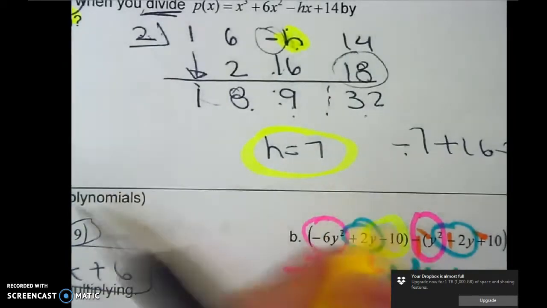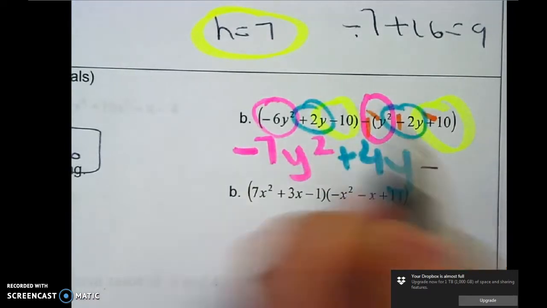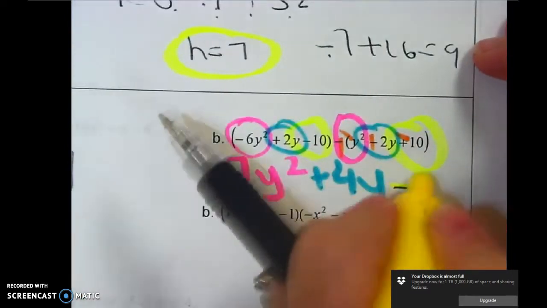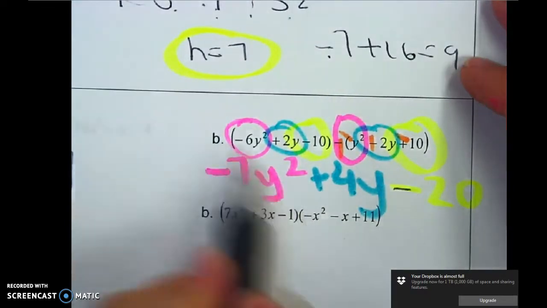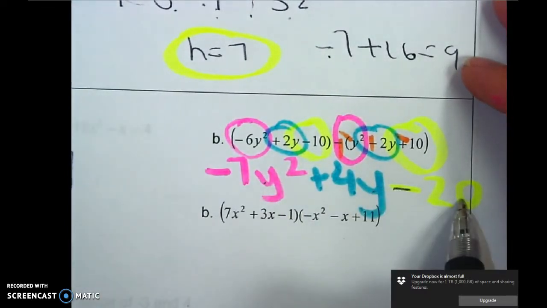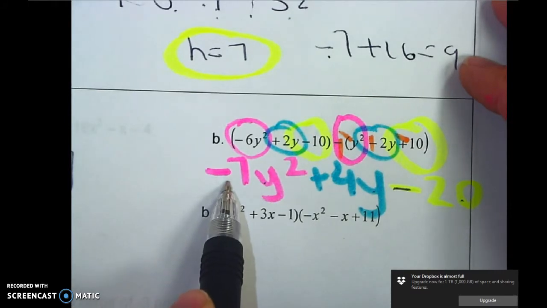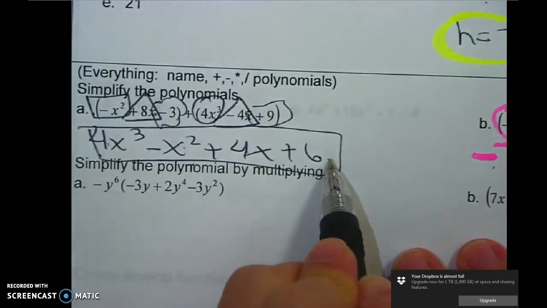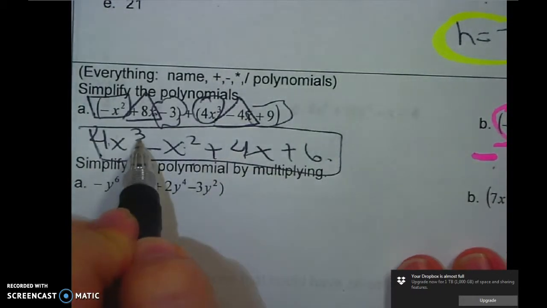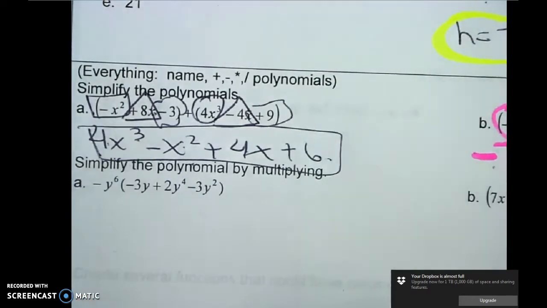-10 minus 10, sorry about that, is, oops, I'm doing it in yellow, -20. As a side note, if I was naming this, this is a trinomial because there's 3. The leading coefficient is -1. The degree is 2, and it's called a quadratic. This one is 1, 2, 3, 4, a polynomial, degree 3, leading coefficient 4, cubic.